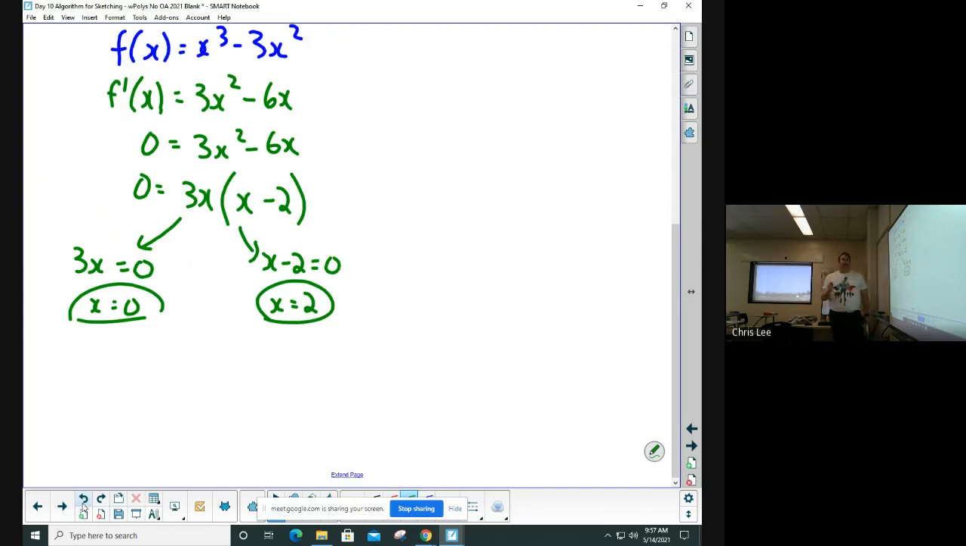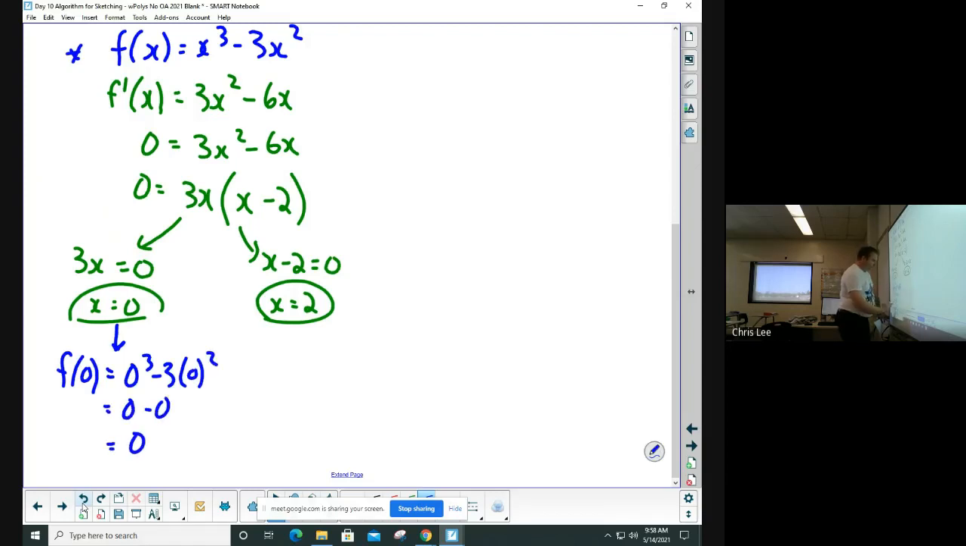Now I need to find their actual point on the graph. So not just whether it happens at x, but where is the y value. So I'm going to take this and plug it into my original. So my original is right here, so that's handy. So where is the actual point? So when I plug in 0, it's 0 cubed minus 3 times 0 squared. 0 minus 0, 0. So therefore, one of my spots, oops.